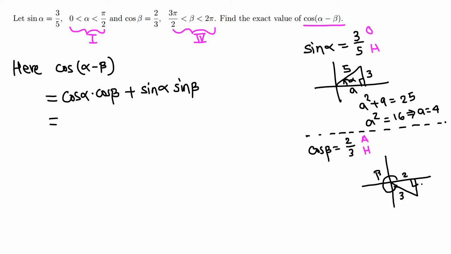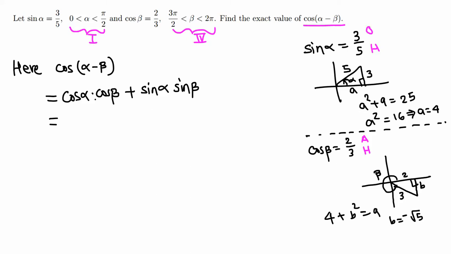So we need to find the opposite, b, and we know that a squared plus b squared equals c squared. So 2 squared plus b squared is 3 squared, that's 9. Subtract 4 from both sides, we get b squared equals 5, and taking the square root, b equals square root of 5. But this is going down, so this should be negative. Now we have all three sides, then we can find any trig function for the angle beta. Let's come back to the original question.